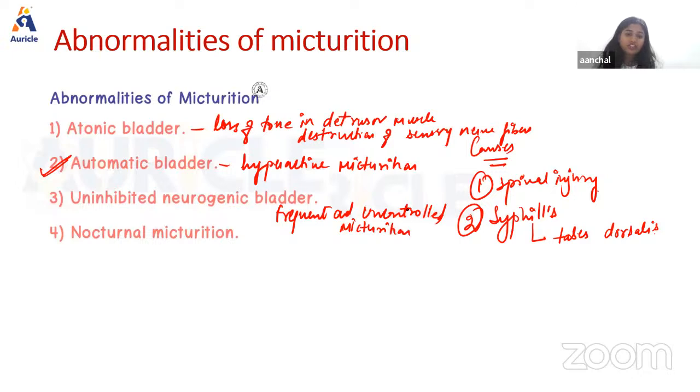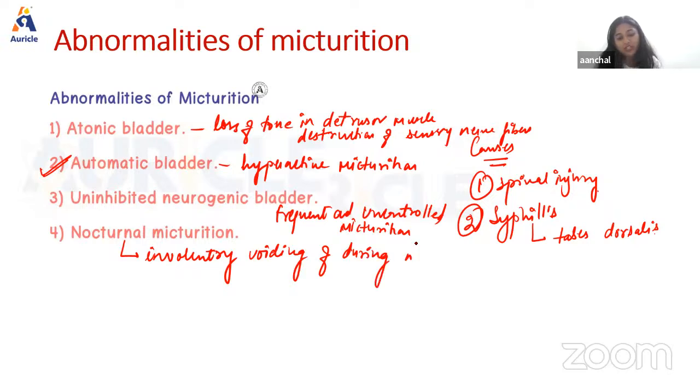Caused by lesion in midbrain, and this is also known as spastic neurogenic bladder or hyperactive neurogenic bladder. Then we have nocturnal micturition. Nocturnal micturition means involuntary voiding of urine, and it occurs in night time. That's why it is named as nocturnal. Otherwise it is known as nocturnal enuresis and also bedwetting.